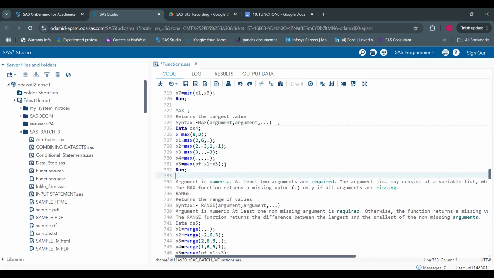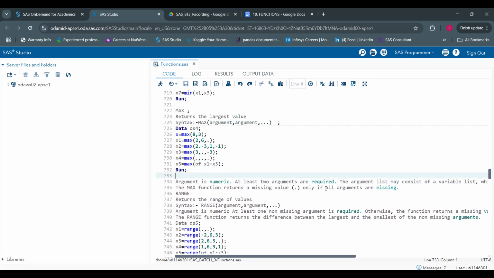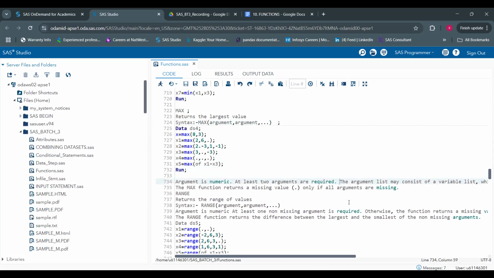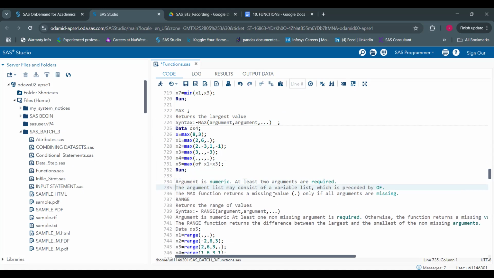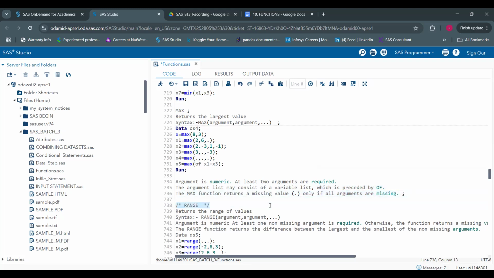Next one. The argument list may consist of a variable list, which is preceded by OF, which we already discussed. The max function returns a missing value only if all the arguments are missing. Right, ma'am? Next one, range.